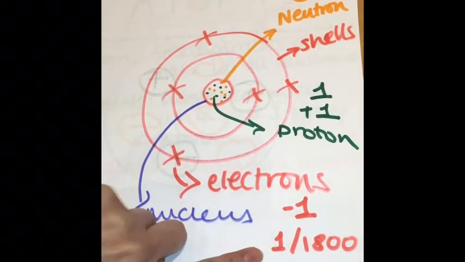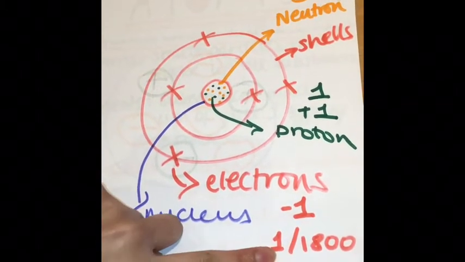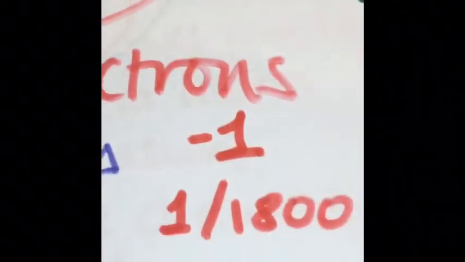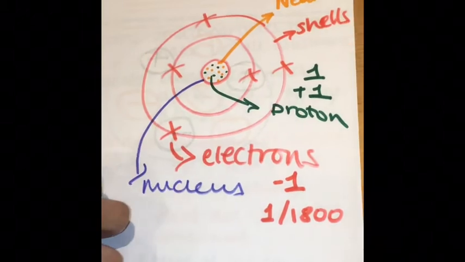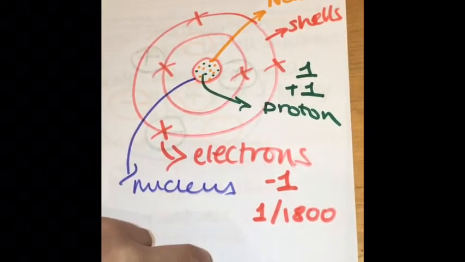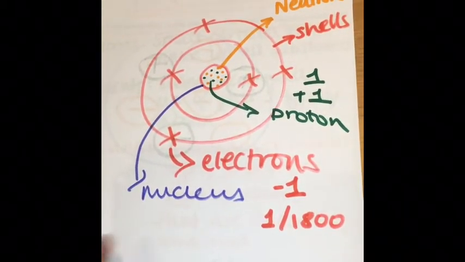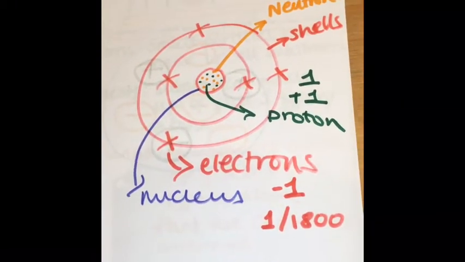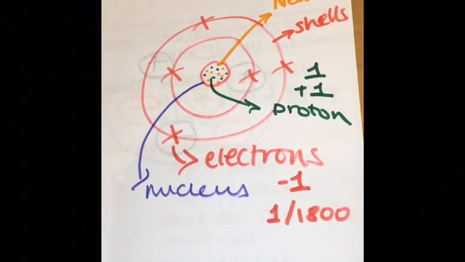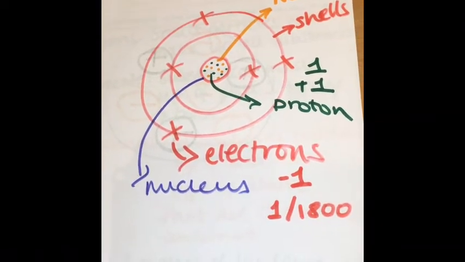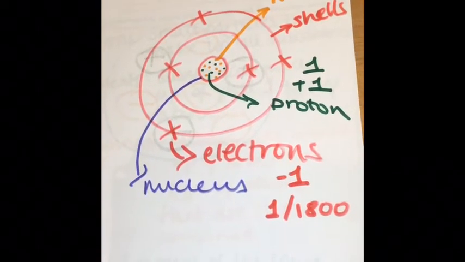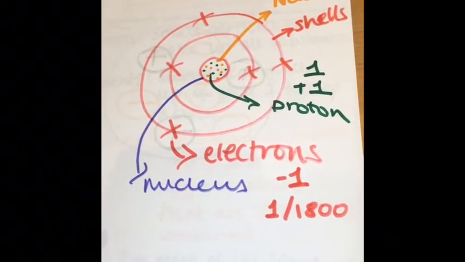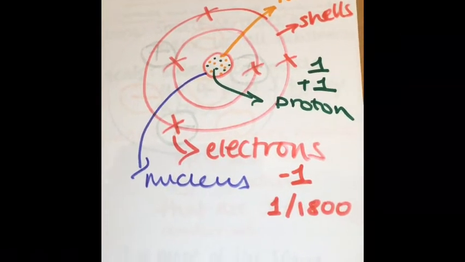You don't really have to know this fraction, but what you need to know is that electrons don't have a relative mass of 0, but they don't have a relative mass of 1 either. It's not like they're heavy like the protons and neutrons, but they're not exactly not even there. They are very, very small, but still there. Okay. So this is the model that we think of nowadays.